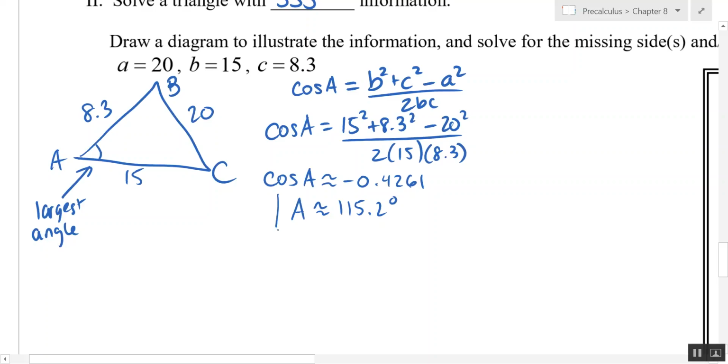And we've solved for the largest angle. Notice that it is obtuse. I didn't draw the triangle that way to make that an obtuse angle. You don't need to redraw it, but we just need to recognize that that is an obtuse angle. The other two angles should be less than 90 degrees.